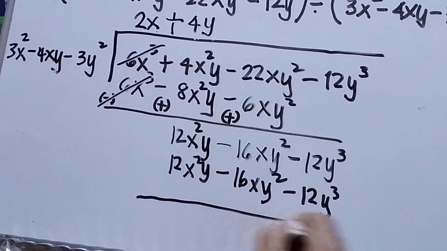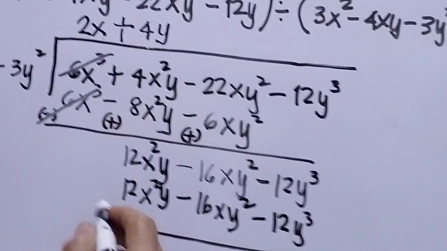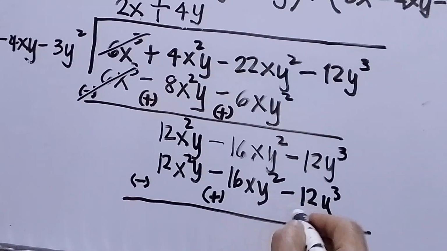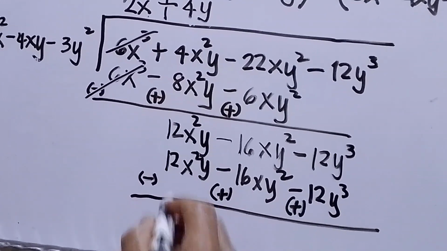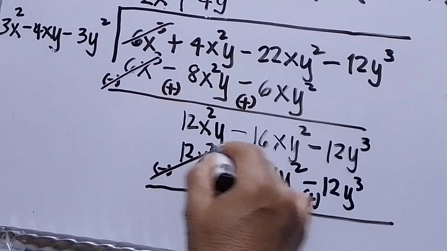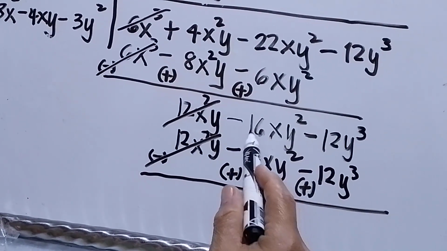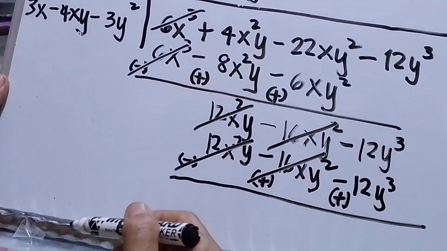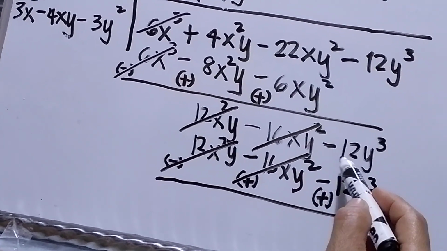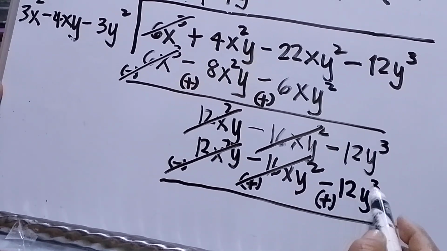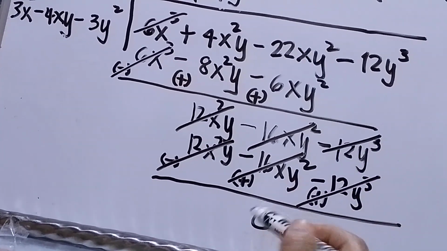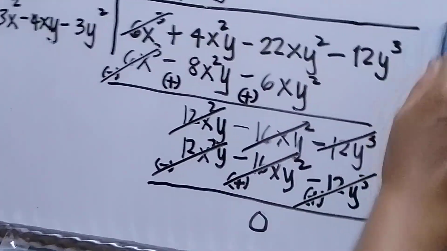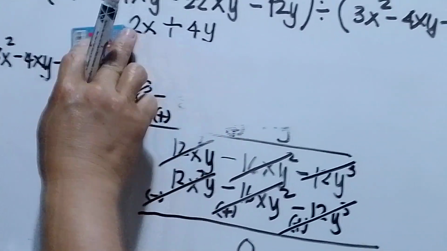And then I need to change the sign of the product. So this will be negative, this will be positive. The sign must be positive in here. So the same 12x squared y cross out. How about this one? 16xy squared and 16xy squared, but the sign is different, so this will be crossed out. This one, negative 12y cubed, then I have positive 12y cubed, so cross out. So this will be 0. So the quotient now is 2x plus 4y.